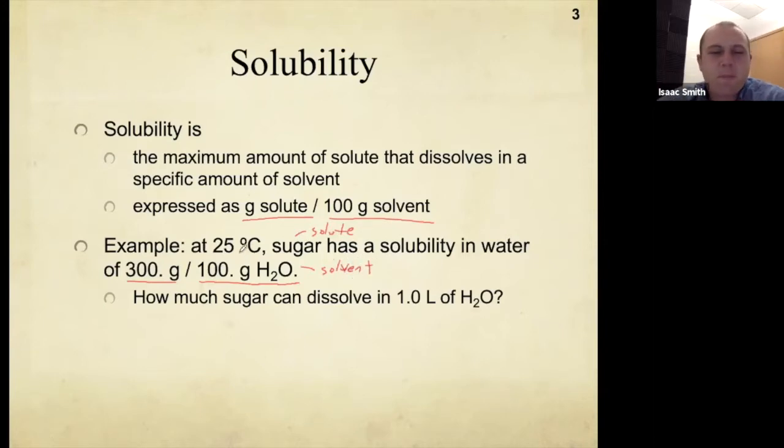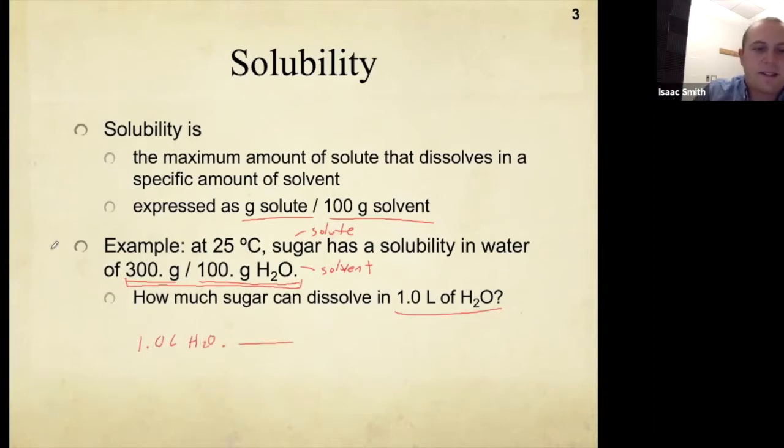Then you might see a question that says, how much sugar can dissolve in 1 liter of water? The number that's reported is usually in terms of 100 grams of water. And we want to know how much sugar can dissolve in a liter of water, right? So because the solubility units are in terms of grams of water, we need to convert the 1 liter of water into grams of water first. So we could go 1 liter of water.